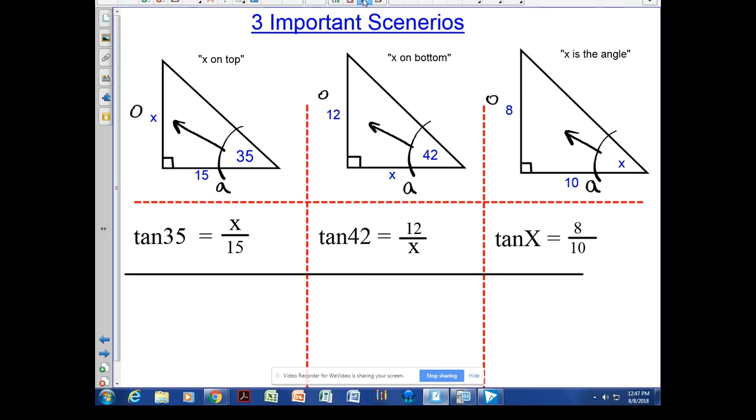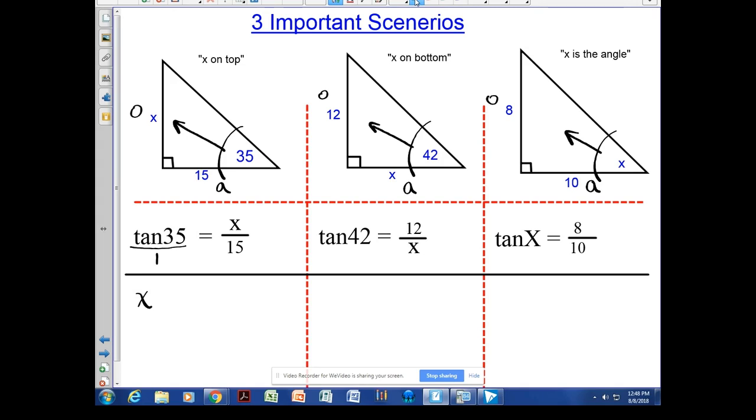Let's look at x on the top first. When x is on the top, it's a quite simple process. When x is on the top, I try to treat the tan of 35 as if it's also a fraction. And any number can be changed into a fraction by putting it over 1. Now it becomes really easy to just cross multiply. Well, I'm going to start here on the upper right with the x, and I'm going to multiply it with the bottom of the other fraction, which is 1. And what's x times 1?